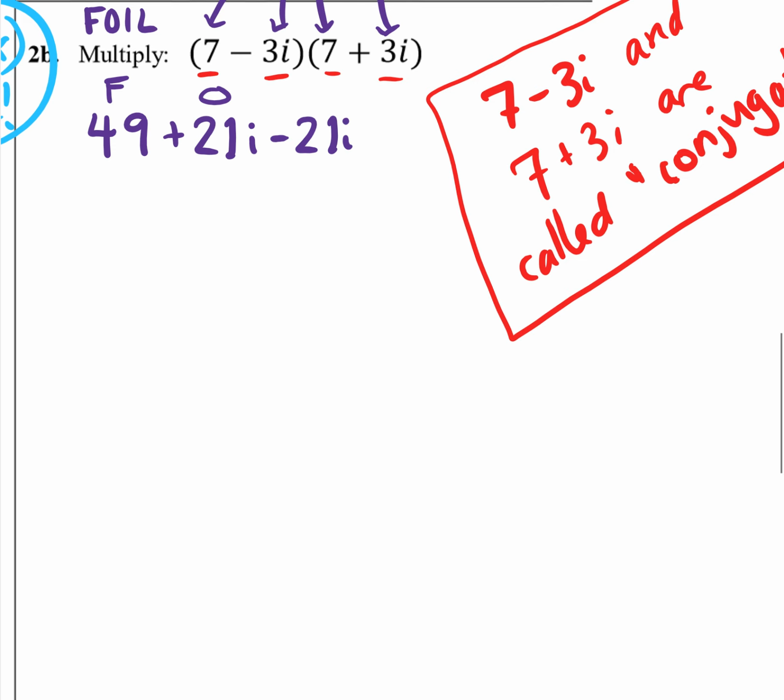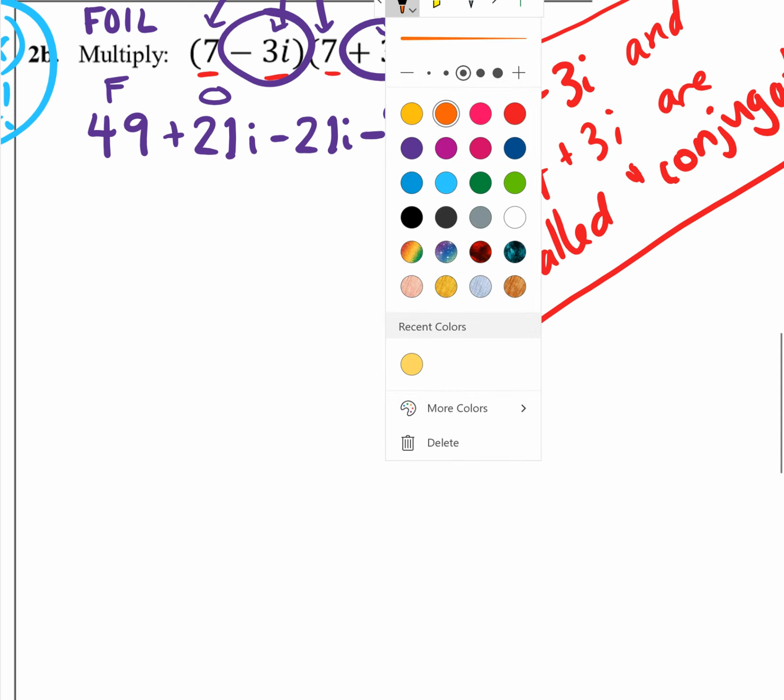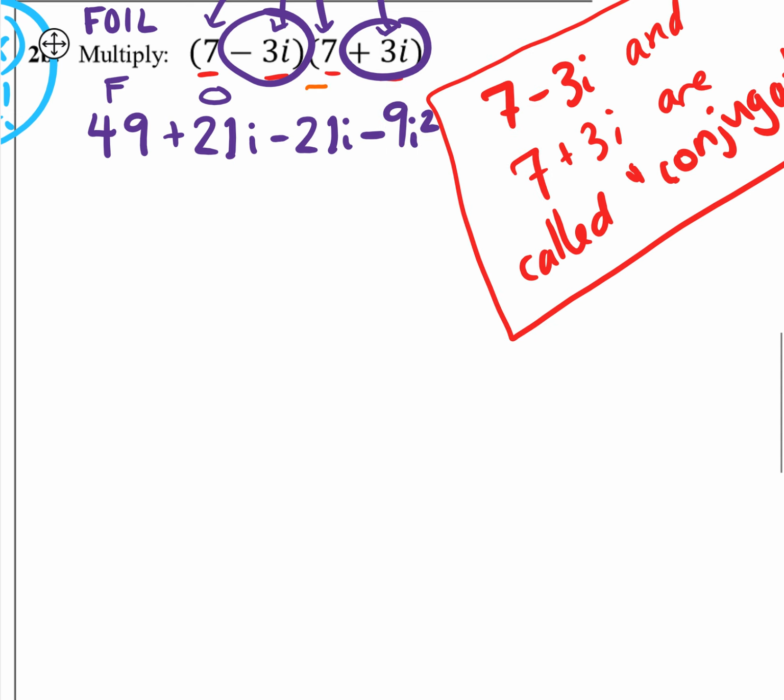Okay, and then the last times the last, that's the negative 3i times a positive 3i. That's negative 9i squared. But then I notice that the 21i, the outer and the inner terms, oops, I forgot to write those. Outer, inner, last. Okay. The outer and the inner add up to nothing. It's 21i, subtract 21i. They kind of cancel each other out, you know.